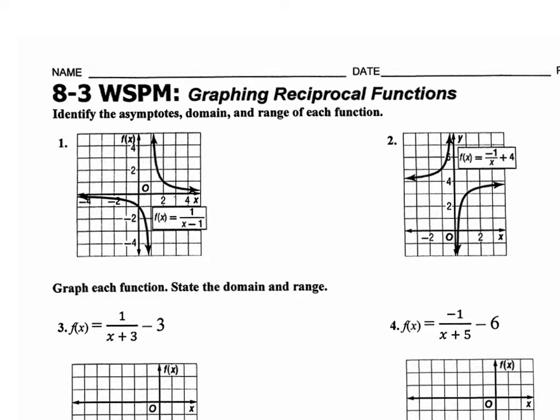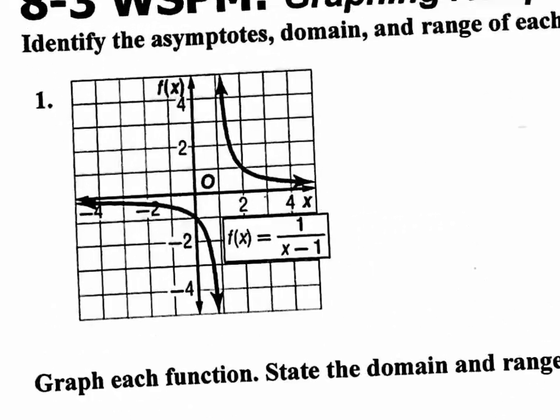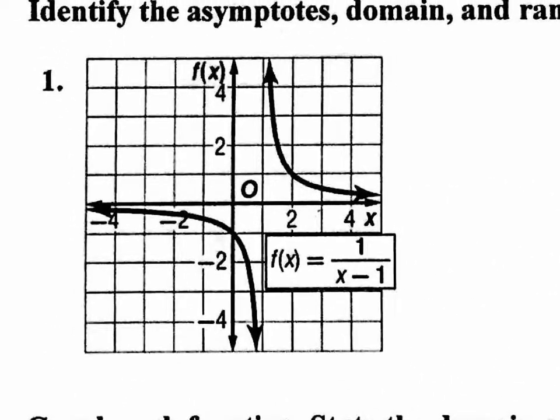So let's jump to worksheet 8.3, and they want us to identify the asymptotes. The asymptotes are the lines that they infinitely approach but never touch, the domain and the range of each function, okay? So let's take a look at number 1 right here, and you could visually see that as it goes to the right, it infinitely approaches the x-axis. So the x-axis is your horizontal asymptote.